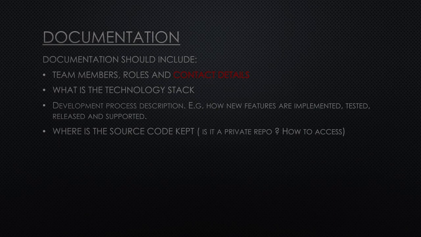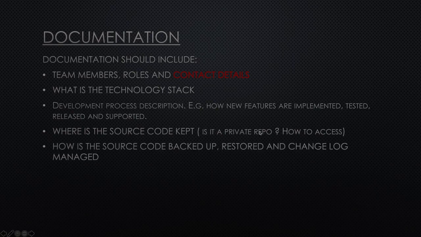Very important, a link to the source code. If you've got a Bitbucket or a GitHub repo, make sure that it's clear what it is. And if it's private, make sure that it's written how to access it, or make it public. Also explain how the source code is backed up, how to restore it, and if there are change logs, make sure they are included in the list.